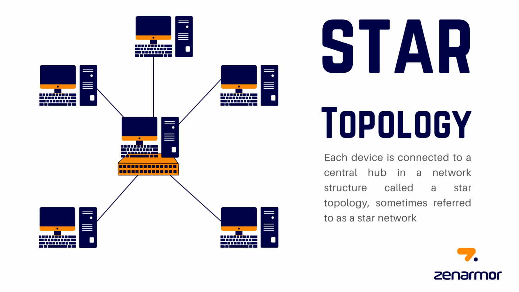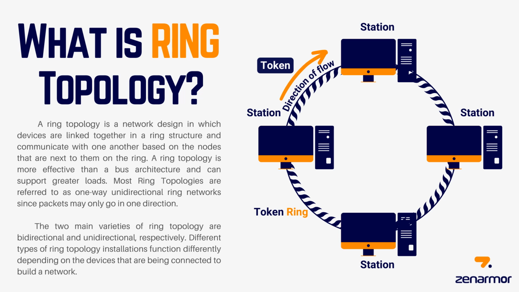Here is a star topology. You can see how the computers are connected with each other. There is a centralized system from which all other computers are connected. Here, this is a ring topology. All the computers are connected in a ring way.